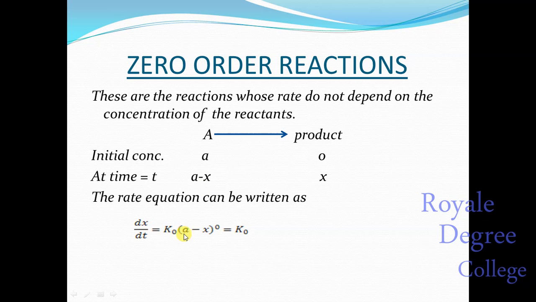The rate equation can be written as dx by dt, that is change in the concentration of x with respect to change in time, it is equal to k naught into a minus x to the power 0. A minus x is what? That is the concentration of A after the time t. So a minus x to the power 0, see, anything to the power 0 is equal to 1. So we are getting here 1. 1 into k naught is equal to k naught only.